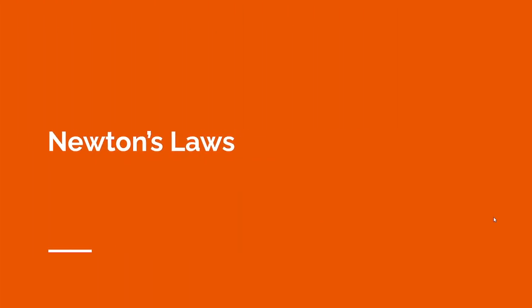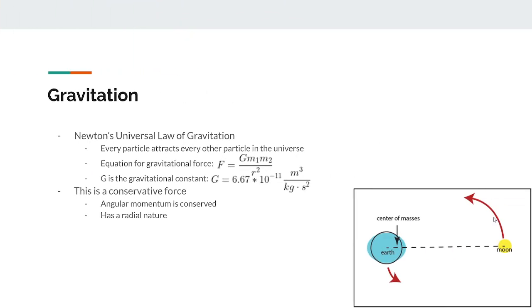Alright, so there's going to be two parts of gravitation that we're going to be talking about. One part is Newton's laws, and one part is Kepler's laws. So let's first talk about Newton's laws. We have Newton's universal law of gravitation, which is that every particle attracts every other particle in the universe. And we have a very important equation for gravitational force, which is F equals our gravitational constant times our two masses. So in this case, mass 1 could be our Earth, mass 2 could be our moon, divided by our radius squared, and radius is the distance between these two.